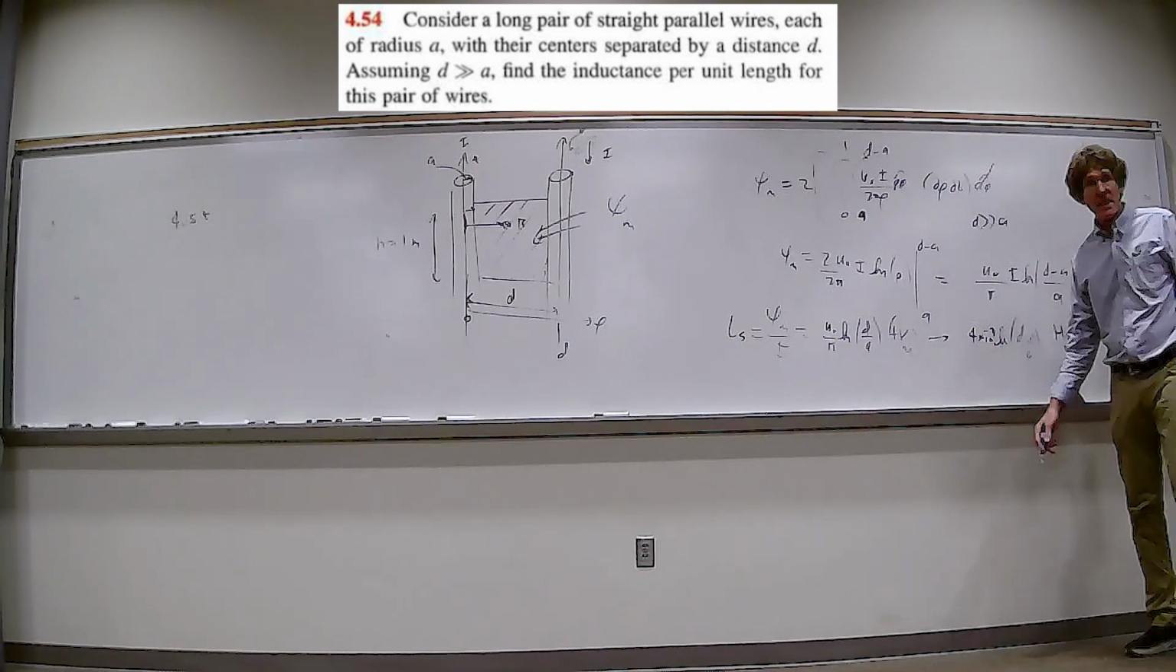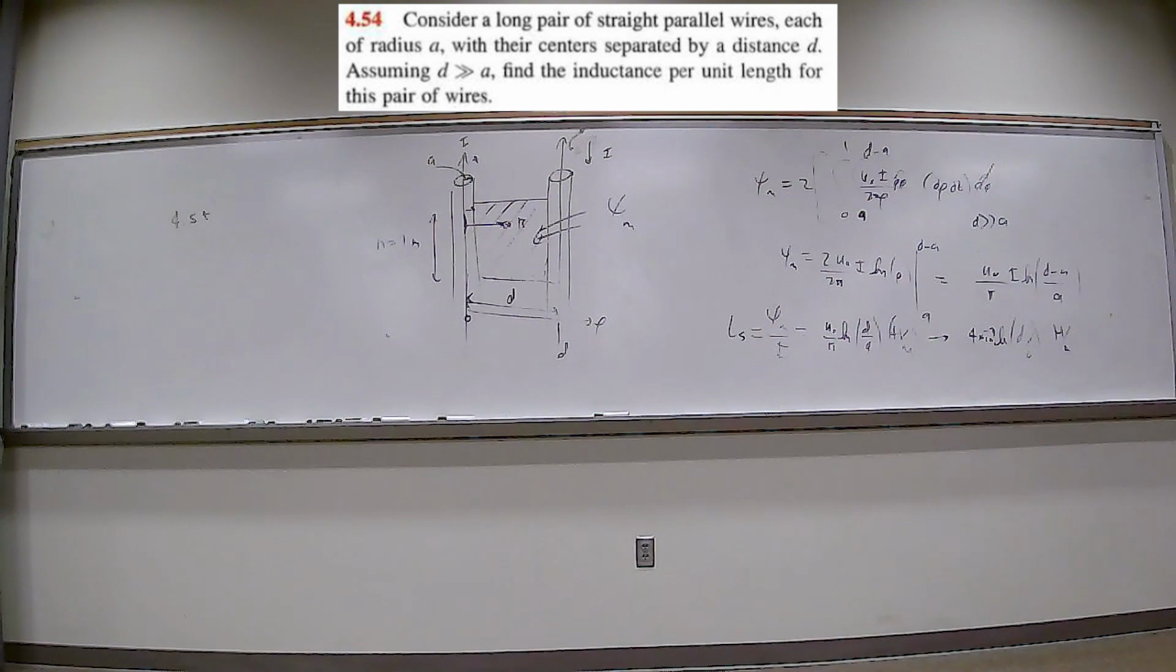Is that his answer? Anybody? Who asked me about this, by the way? Who suggested it? Did you? Is that his answer? Anybody confirm? I'm sure it is. Yeah, what happened to D minus A after you divided by I? We assumed D was much greater than A, right? So D is much greater than A, D minus A is D. Okay. That's the only thing.